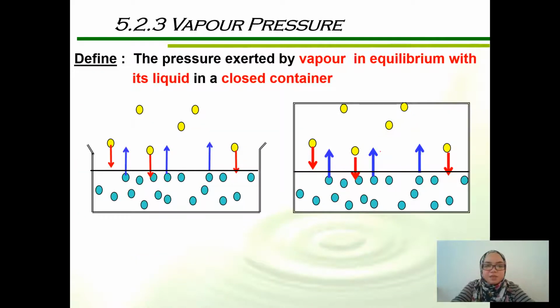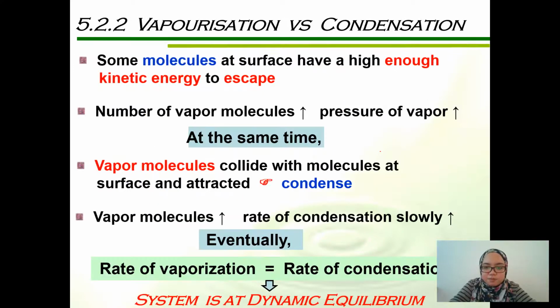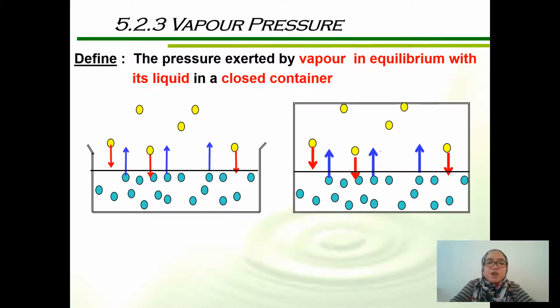Okay? Alright. So now we are going to look at what is vapor pressure. Tadi kita tengok apa tu vapor pressure, right? So vapor pressure is the pressure exerted by vapor in equilibrium with its liquid in a closed container. So this happen inside a closed container. Okay. Maksudnya pressure daripada vapor molecule dengan liquid yang dekat equilibrium dynamic state tu ada pressure between them. Okay? Alright, tu kita panggil vapor pressure.